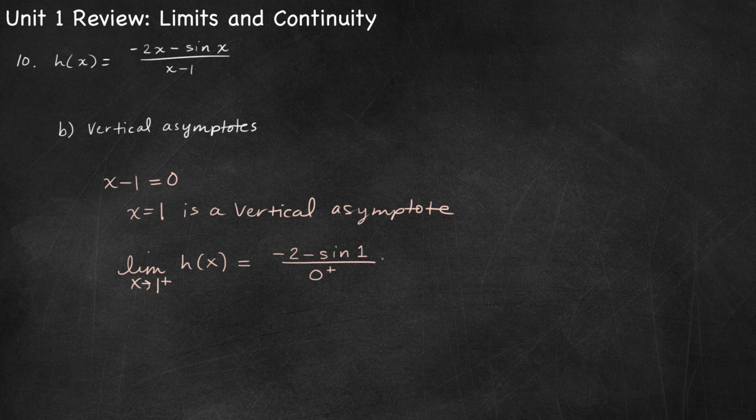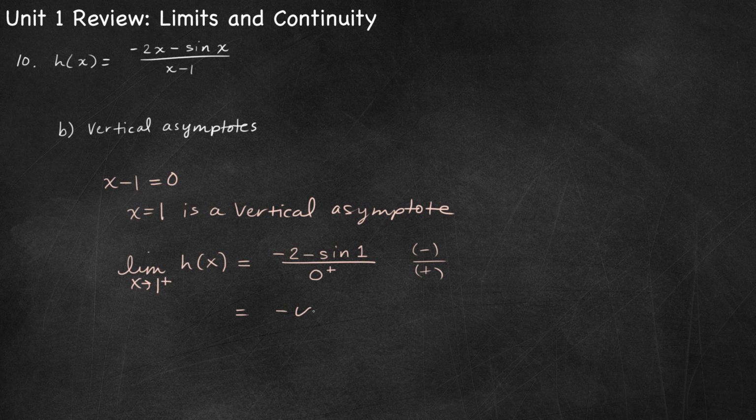Even if you don't know what the sine of 1 is without looking at your calculator, we know it can't be less than negative 1. So the numerator is definitely going to be negative. We have a negative numerator, and we have a positive denominator, and a negative number divided by a positive number is a negative number.